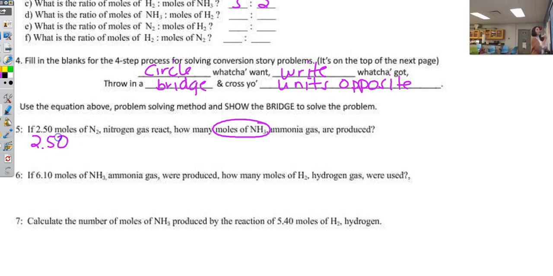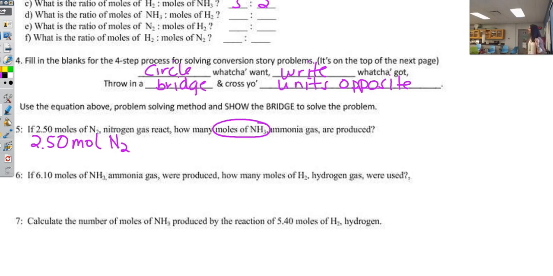2.50. Now we want to keep going because you don't just want to say 2.5. It's like saying 2.5 marshmallows or 2.5 graham crackers. What do you have 2.5 of, right? So it's moles. We're going to abbreviate MOL. And then it's N2. Make sure you write what it is. This is very important, okay? Do not get lazy on this part. Circle what you want. Write what you got.